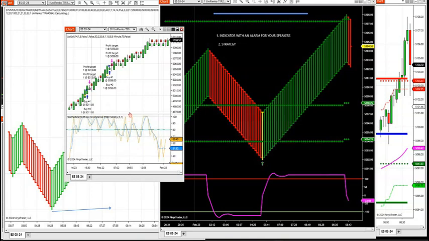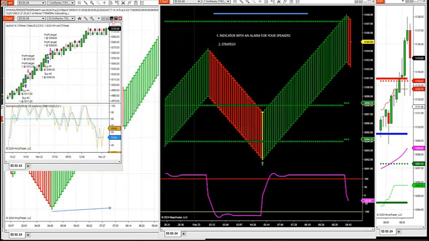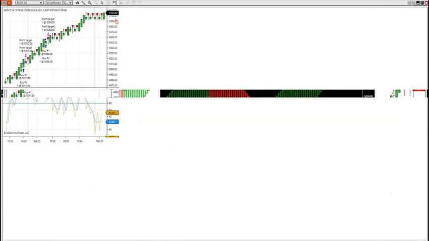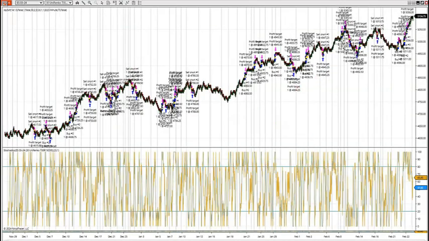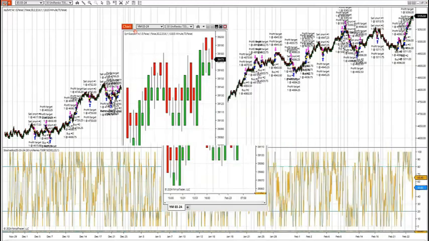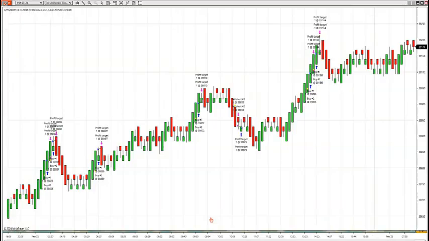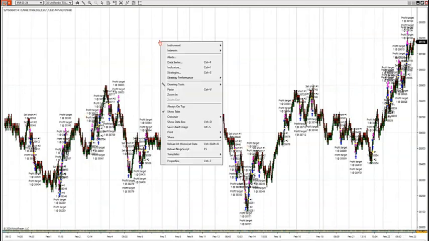Here's another bonus trade. This is a scalper, and we have a scalper also where it's going to scalp the market for you. Here's the Dow. So this will scalp the market for you.